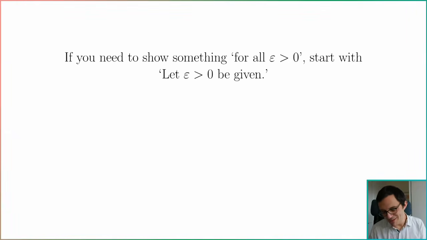This is a small one, but if you need to show something for all epsilon greater than 0, then you might start your proof with "let epsilon greater than 0 be given." And now you are talking about a particular value of epsilon, so that when it appears in your proof, you have introduced it at the top. This works for other hypotheses as well, but I've chosen epsilon greater than 0 because lots of maths facts start like that. So that's how you might begin your write-up of your proof.